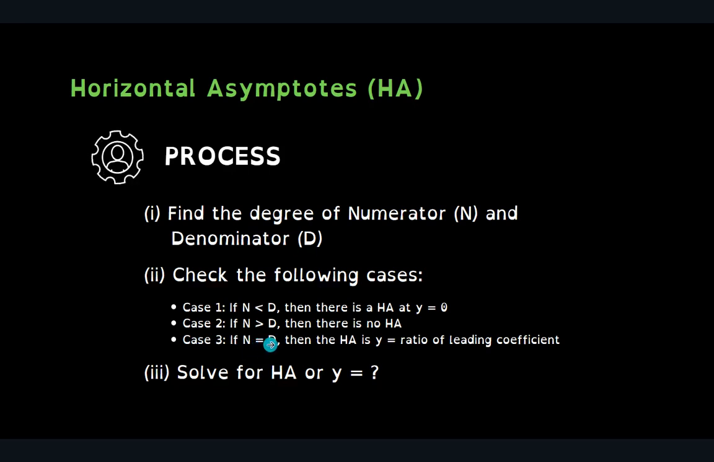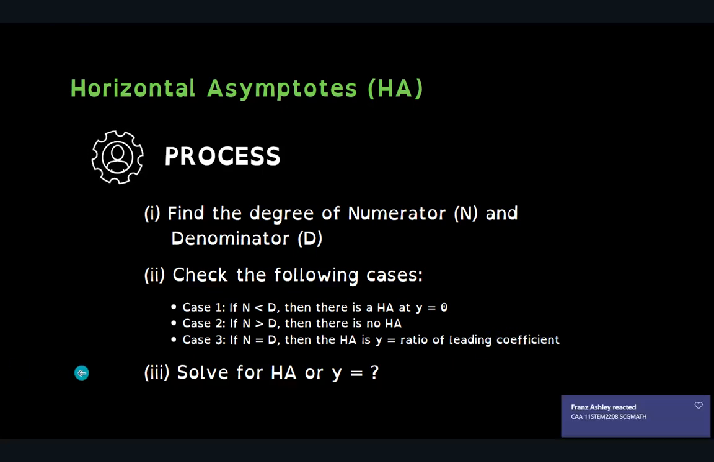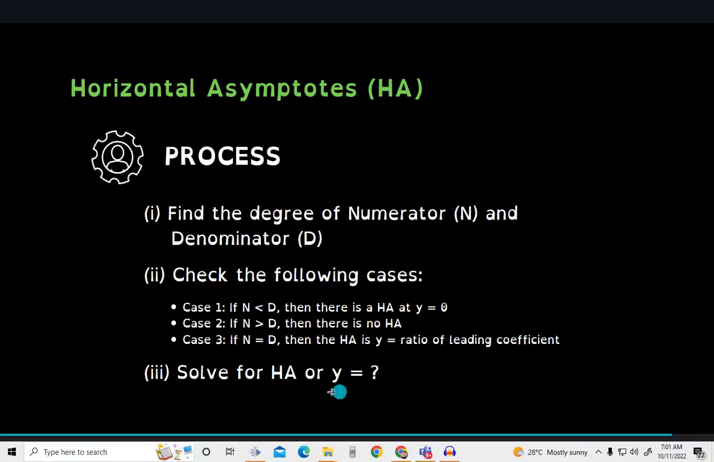Pangatlo, case, if n or the degree of the numerator is equal to the denominator, then the horizontal asymptote is y equals the ratio of the leading coefficient. Okay? Kukunin natin yung leading coefficient, tapos i-divide lang natin silang dalawa, yung coefficient ng numerator at yung coefficient ng denominator. And lastly, we will solve for the horizontal asymptotes. Okay? So let's try.